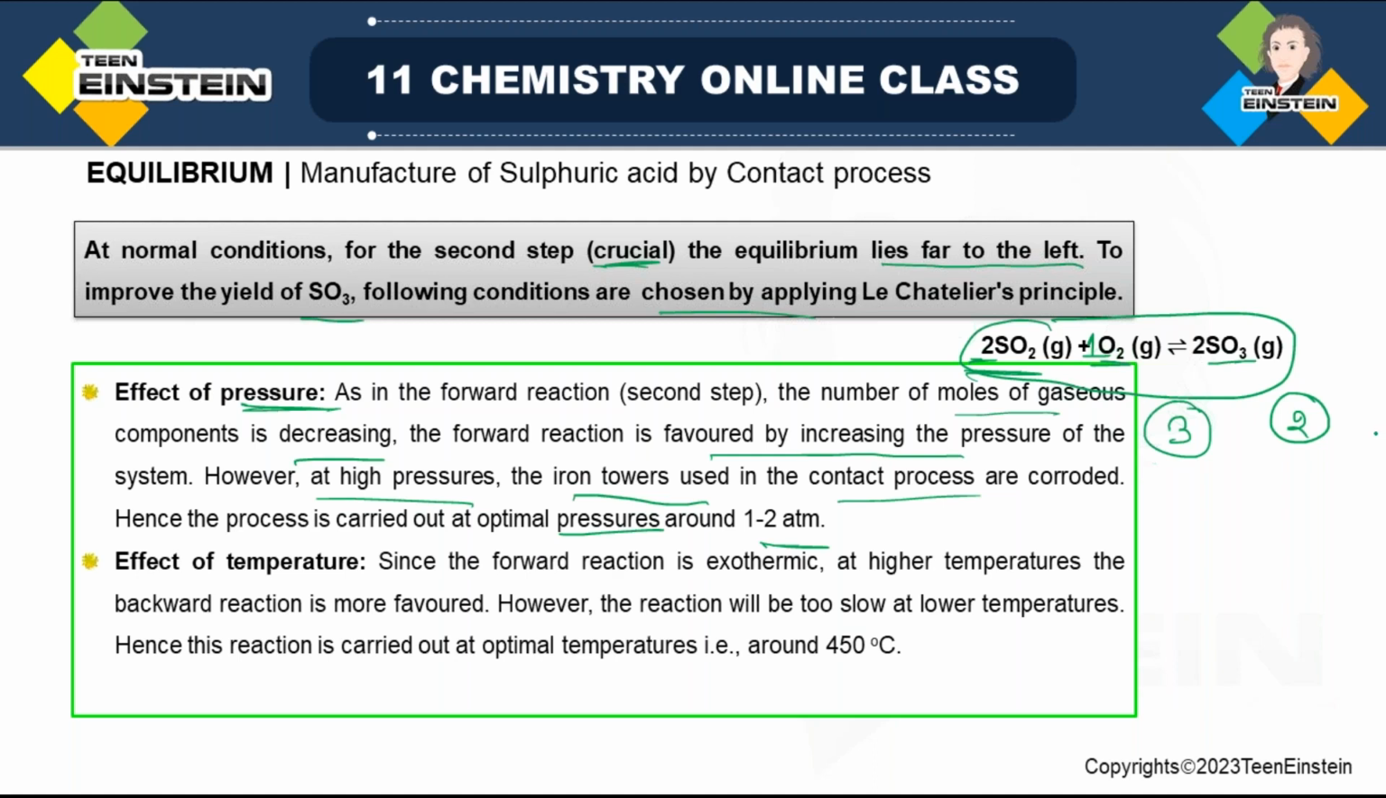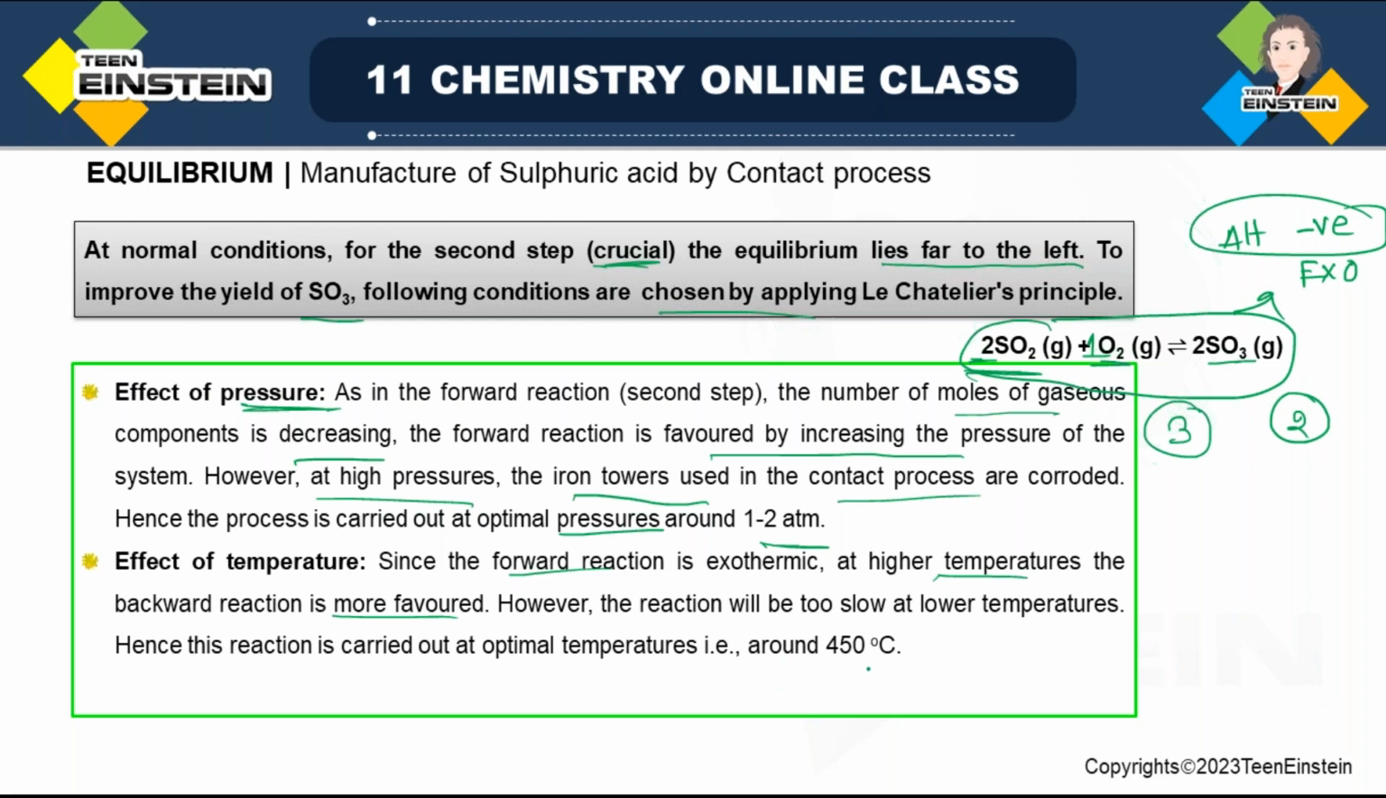Effect of temperature. Remember, for this reaction we have seen here, the delta H value is negative. Now, when delta H is negative, that means it is an exothermic reaction. And for an exothermic reaction, that is, the forward reaction is exothermic, at high temperature the backward reaction will be favored. So that obviously we do not want. So we will try to decrease the temperature.